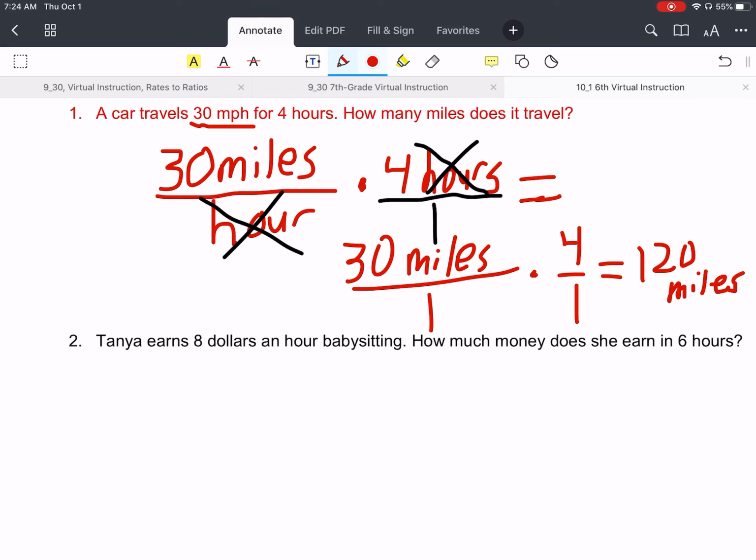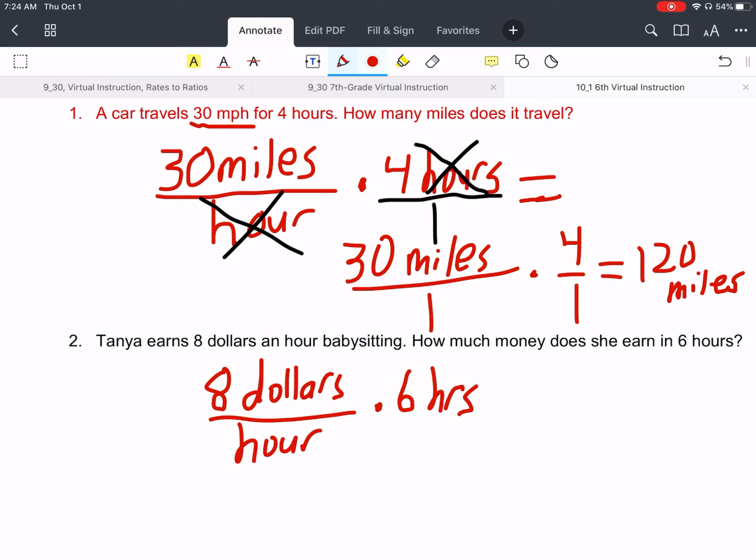Tanya earns $8 an hour babysitting. So we're going to have $8 per hour. How much money does she earn in 6 hours? So we're going to be multiplying by 6 hours, and that's going to equal, you're going to have to cross out the hours. That's going to leave $8 times 6, which equals $48. So that is exactly how you want your problems to look on your assignment.